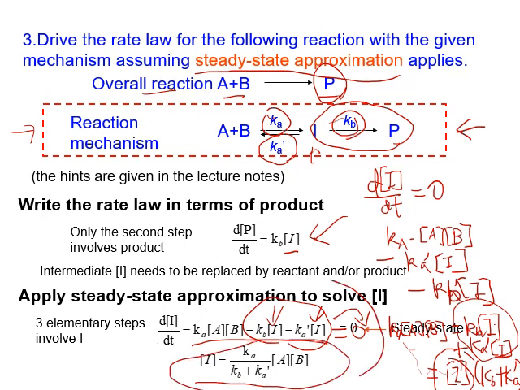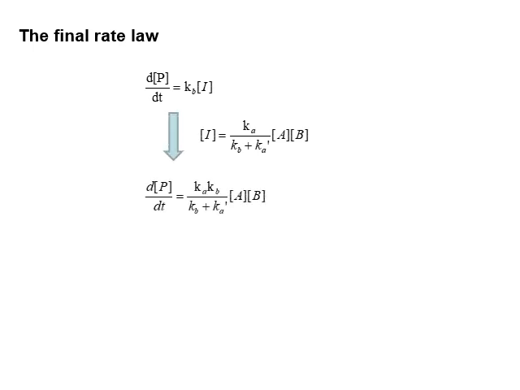Now put back into this equation. So here is the final solution for the overall reaction rate law, which is first order with respect to A, first order with respect to B, and second order overall.